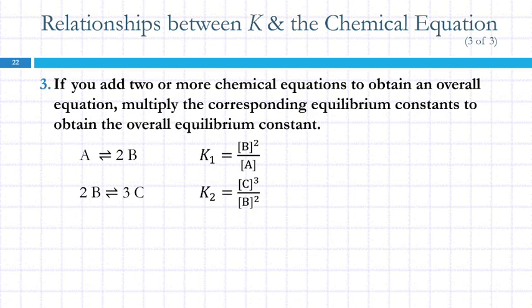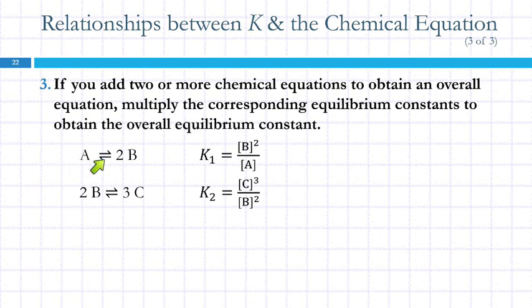If we add two equations, what did we do with the delta H's? We added them, right? Here, if you add equations, you're going to multiply the equilibrium constants. If you're interested in all the math behind that, I'd be happy to explore it with you. I find it helpful just to think of it as a step up in function, right? So instead of adding or subtracting, we're multiplying. So let's look at this.